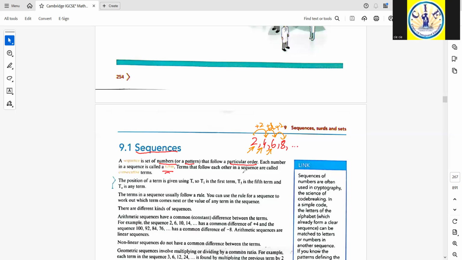The terms that follow each other in a sequence are called consecutive terms. For example, 2 and 4 are consecutive terms. These are lying one after the other. There is no gap in between them. There is no other term in between them. So that's why these are called the consecutive terms. Similarly, 4 and 6 are consecutive terms, but 4 and 8 are not the consecutive terms. Similarly, 6 and 2 are not the consecutive terms.